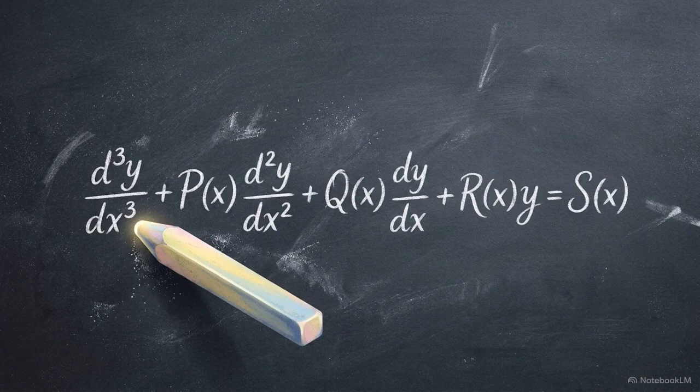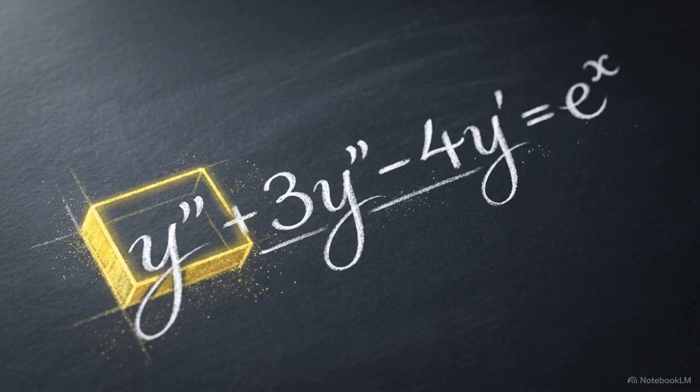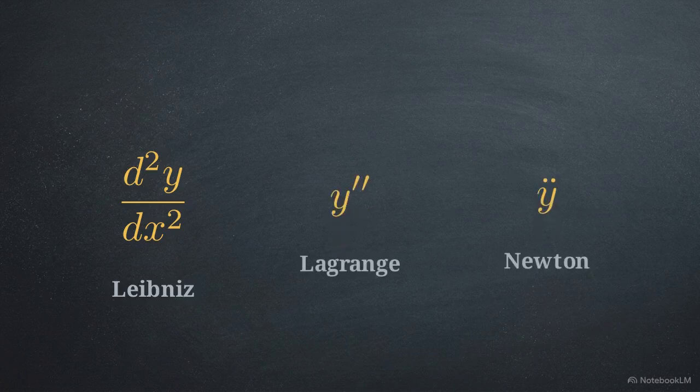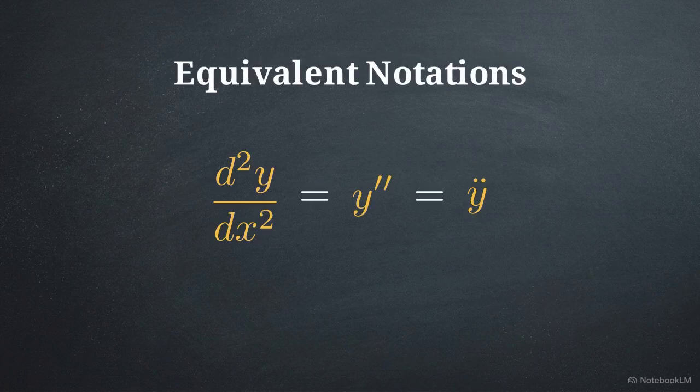Step 1 is identifying the order of the ordinary differential equation. An ODE is simply an equation that involves the derivatives of a function. To find its order, you scan the equation to find the highest derivative present. You might see Leibniz notation, Lagrange notation with prime marks, or Newton dot notation. These all mean the exact same thing.